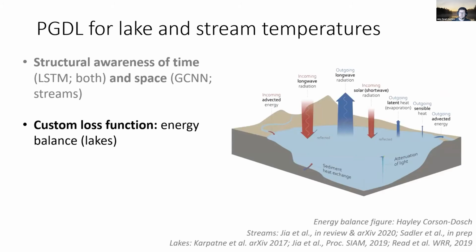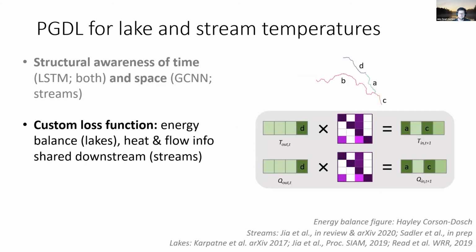Another component that we're using is custom loss functions to help guide the deep learning models towards more realistic predictions. An example for predicting lake temperatures that we've been doing is we penalize the model when it violates the law of conservation of energy. So the model cannot magically produce or get rid of energy from one time step to the next. It has to abide by the law of conservation of energy. And so this helps guide the model towards more realistic predictions that we would expect in the real world.